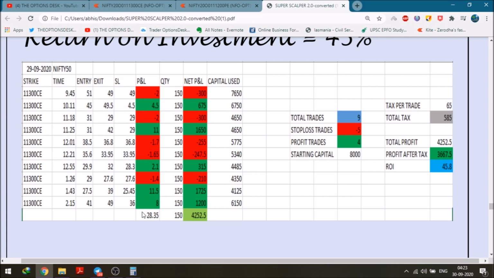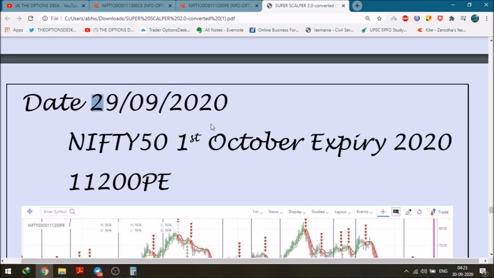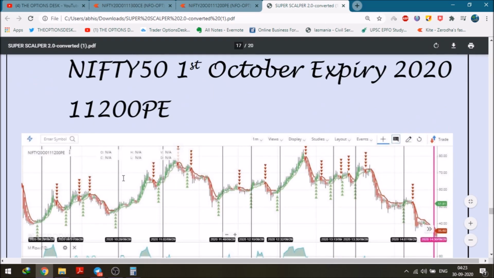Then also you will get 7 points. 7 points, you are just earning. The point is you have to stay in green. That is the only objective. Date 29-20, Nifty 50 11,200 put options, that was 11,300 CE.